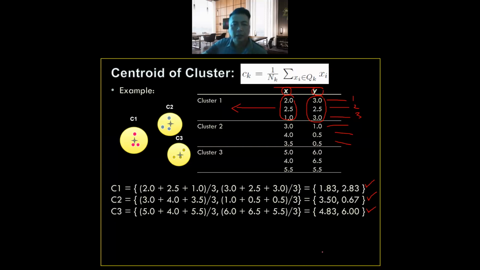Okay. So next one is that once we have found the center of the cluster, then we can compute the compactness of the cluster. Okay. So we found this center, and this center. Now we want to find the distance between all the members to the center. Okay. So how do we find that one?